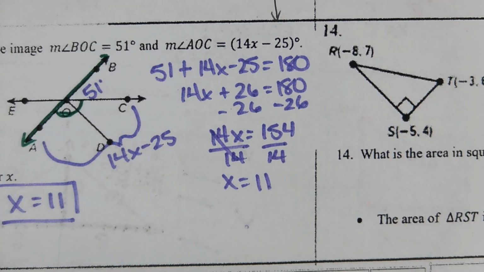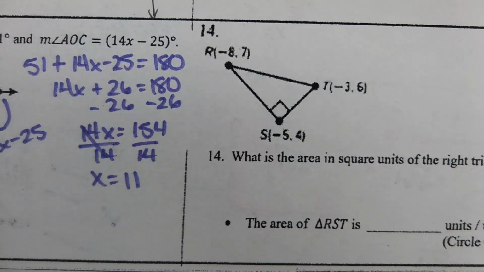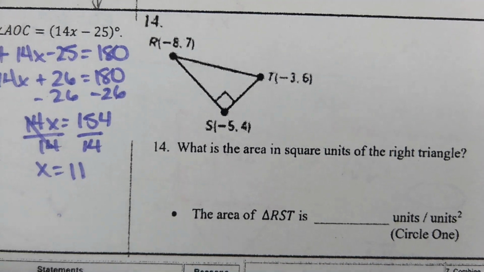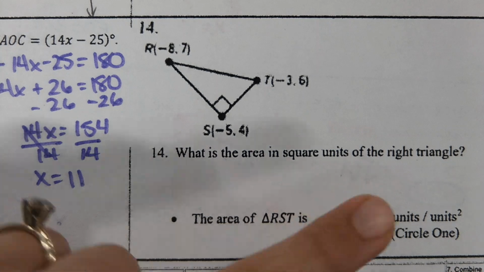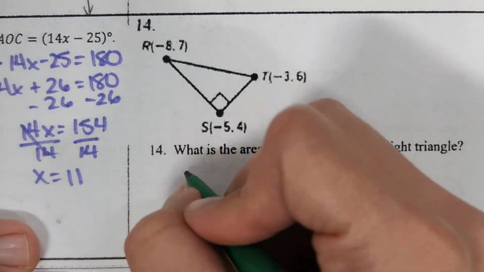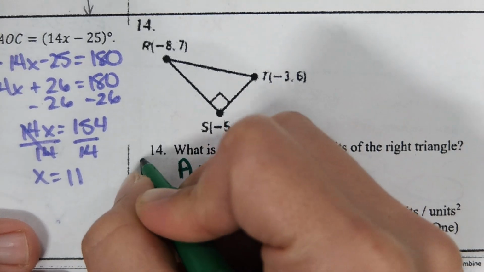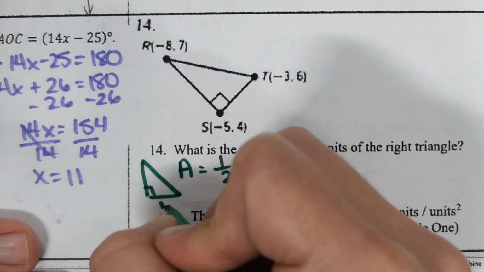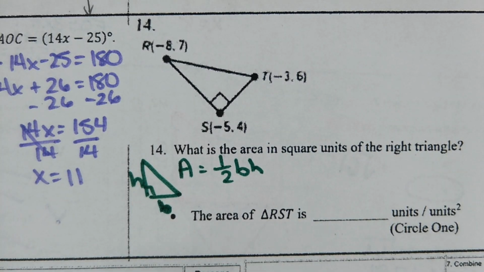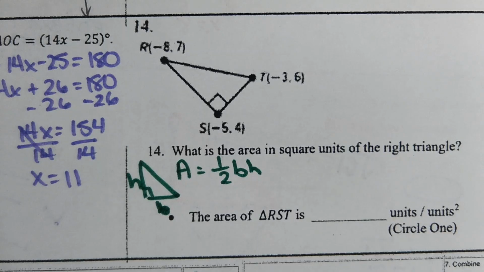Okay, then this one over here puts together a couple different skills. So it's a little tricky, but I'll show you exactly what to do if you get something like this. It says, what is the area in square units of the right triangle? The area of a triangle is 1/2 base times height. So for a right triangle, this is base and this is height. And so you multiply those two dimensions, divide by 2, and you'll get the area of the triangle.